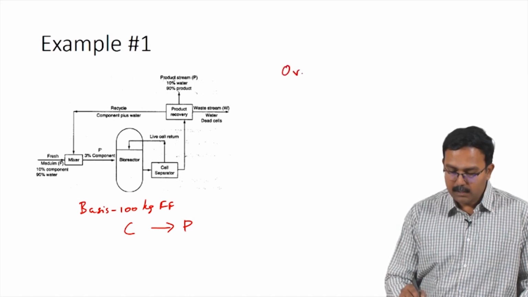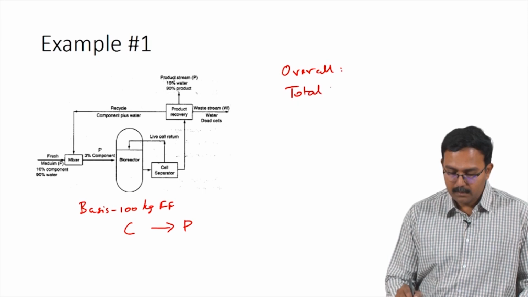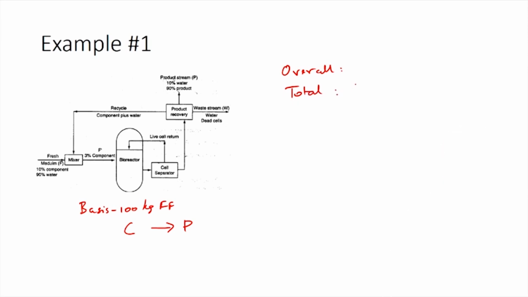For the overall system, the total balance equation would be input equals output, because we are assuming steady state, which means accumulation goes to 0. So, you have F equals P plus W. We have assumed F to be 100 kilograms. So, this implies P plus W equals 100 kilograms.